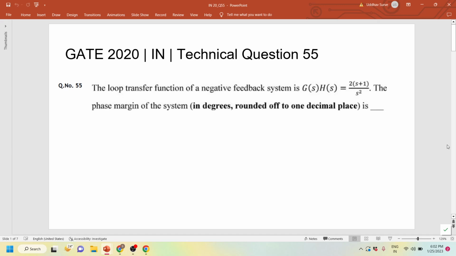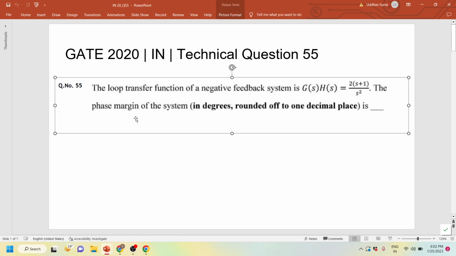So let us take the first question for today. It's from Control Systems, Gate 2020, Instrumentation, Technical Question 55. The loop transfer function of a negative feedback system, G(s)H(s), is 2(s+1)/s². The phase margin of the system is. So this loop transfer function is given and we have to find the phase margin. Let us see how we will solve this question.